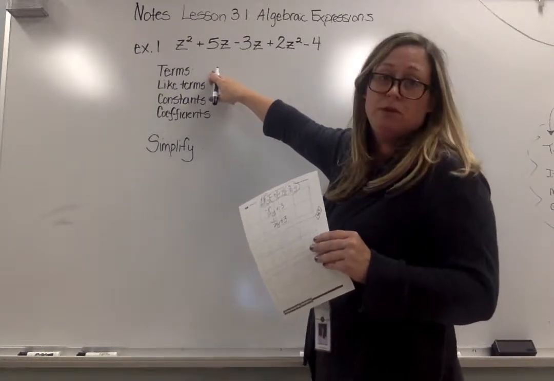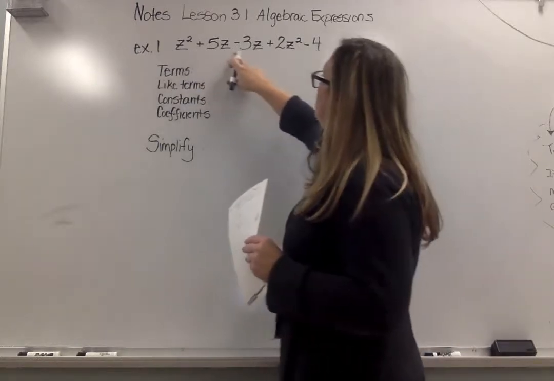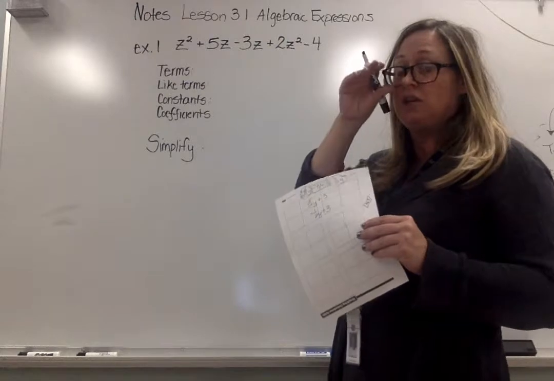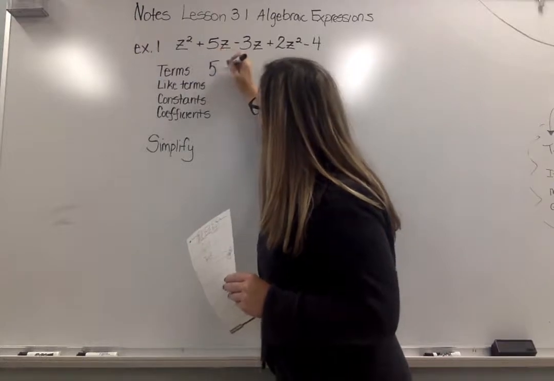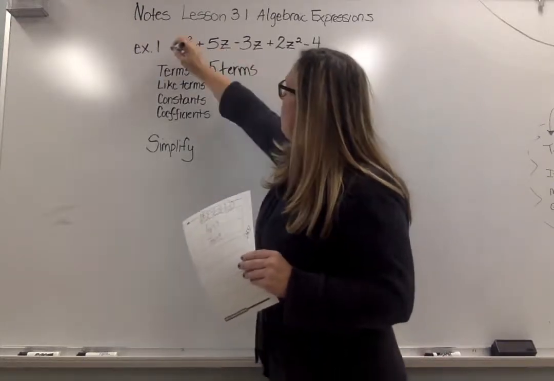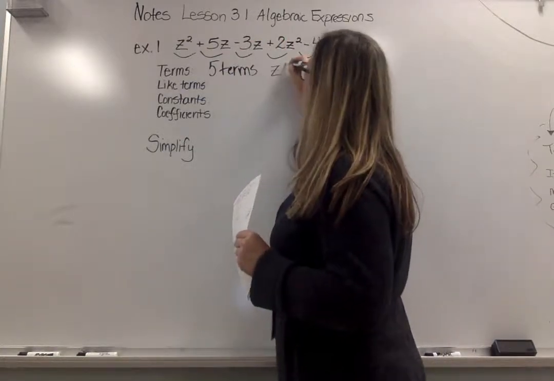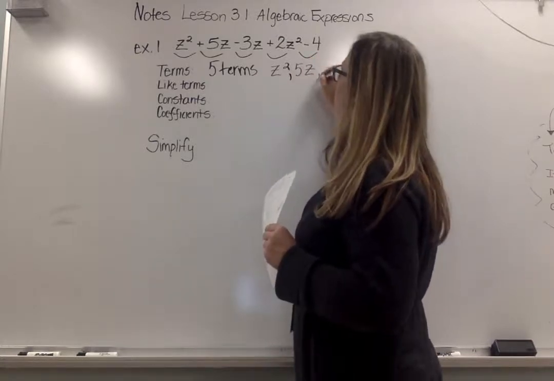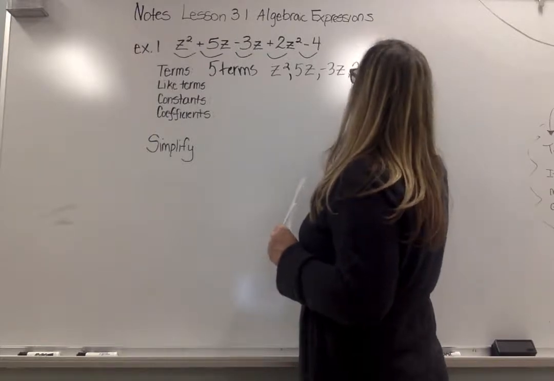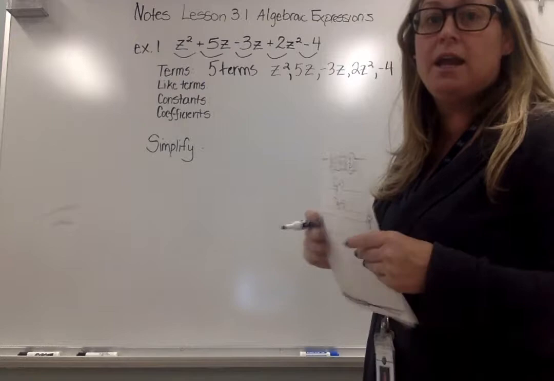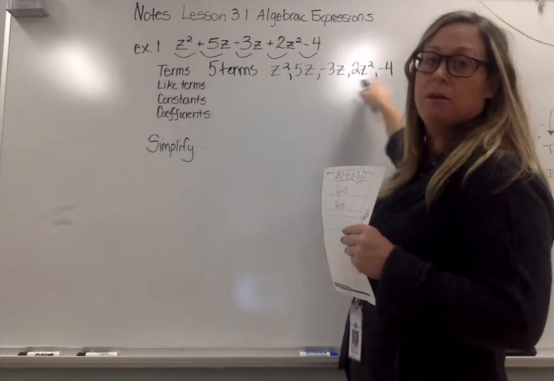The first thing that you need to be able to do to an algebraic expression would be identify the terms. The terms are separated by addition or subtraction signs. So in this problem expression, there are 5 terms: 1, 2, 3, 4, and 5. Those 5 terms are z squared, 5z, negative 3z, 2z squared, and negative 4. Some people will forget that a negative and a subtraction is the same thing and forget the negative. So be careful about that.